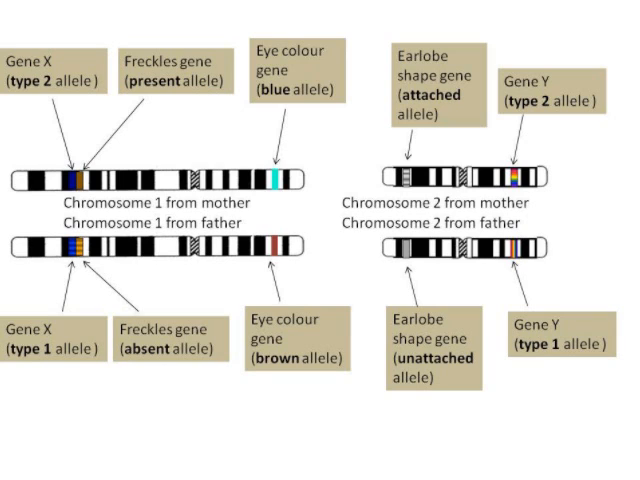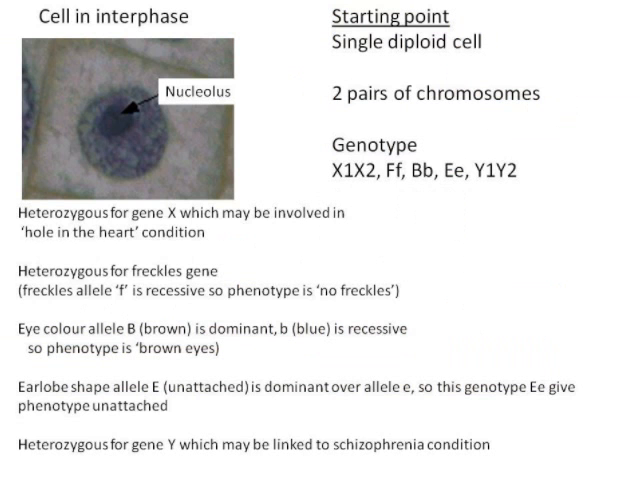Gene X is a candidate gene for hole in the heart. Freckles gene is present. Eye colour gene is present, all on chromosome 1. And on chromosome 2, we've got the earlobe shape gene and this gene Y, which is a candidate gene for schizophrenia.